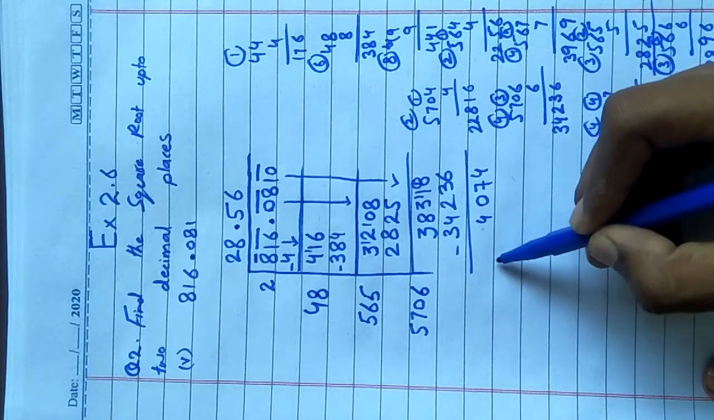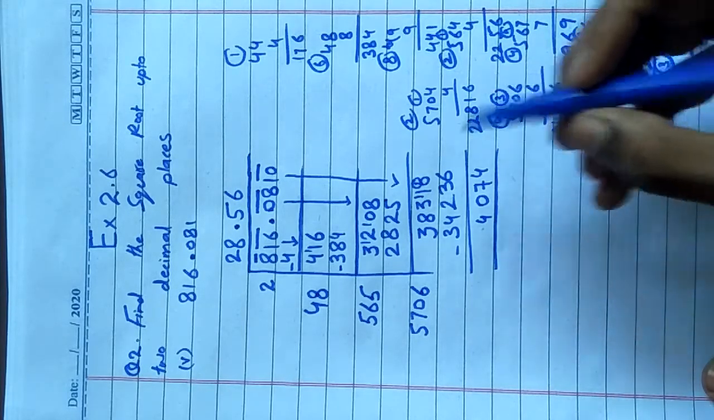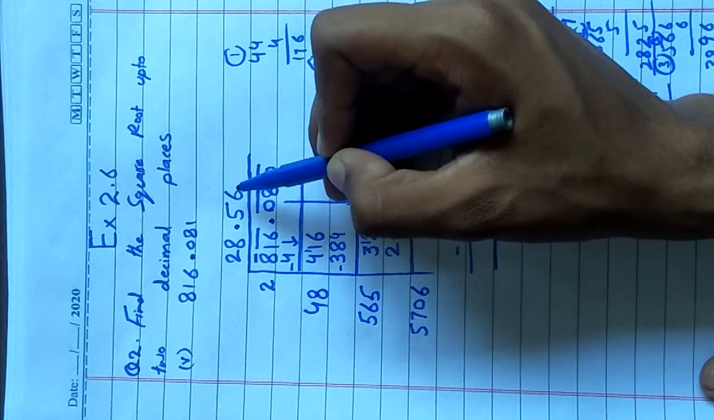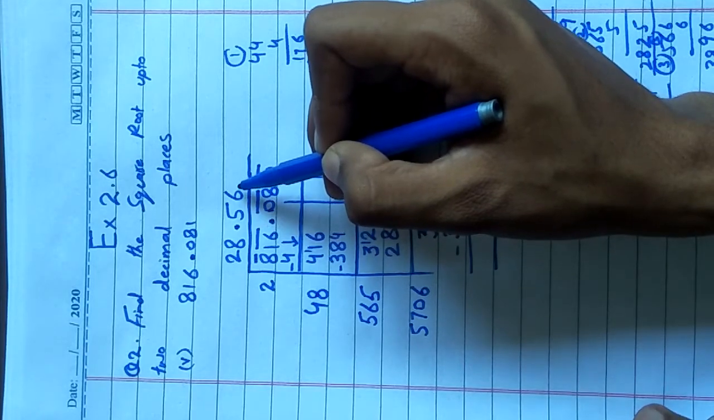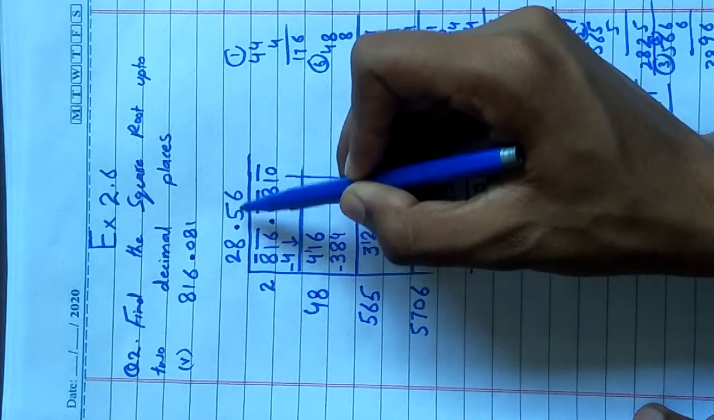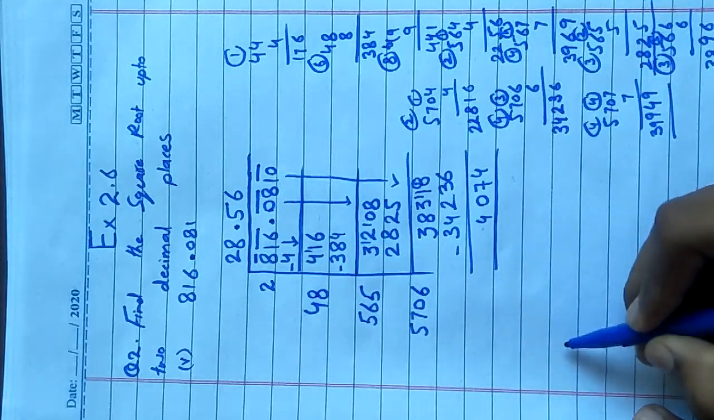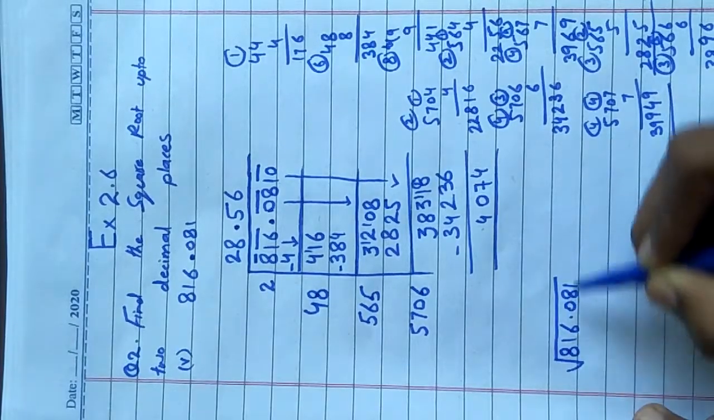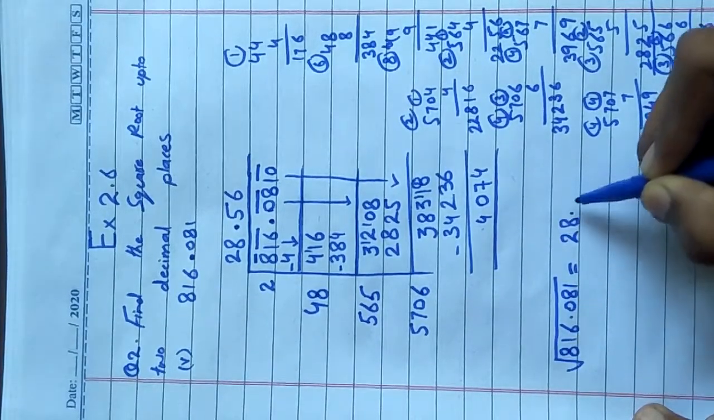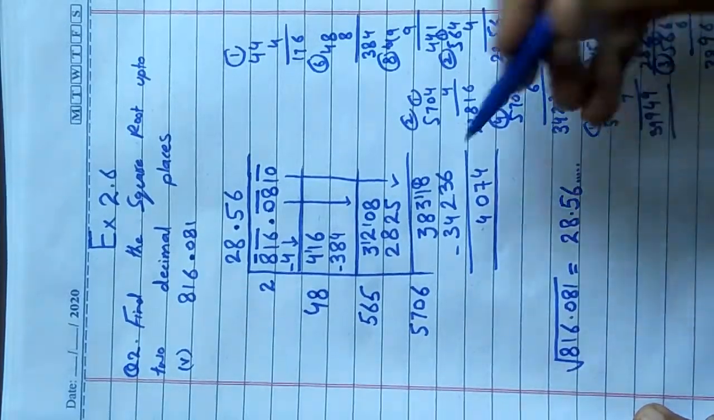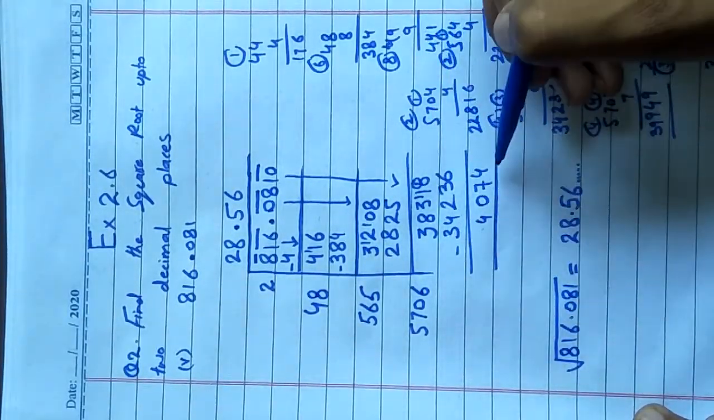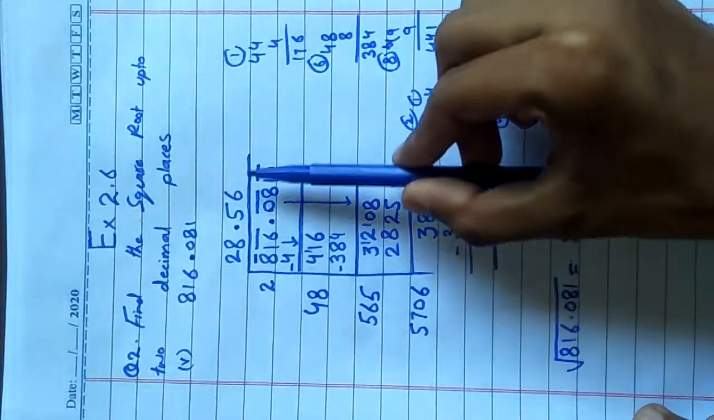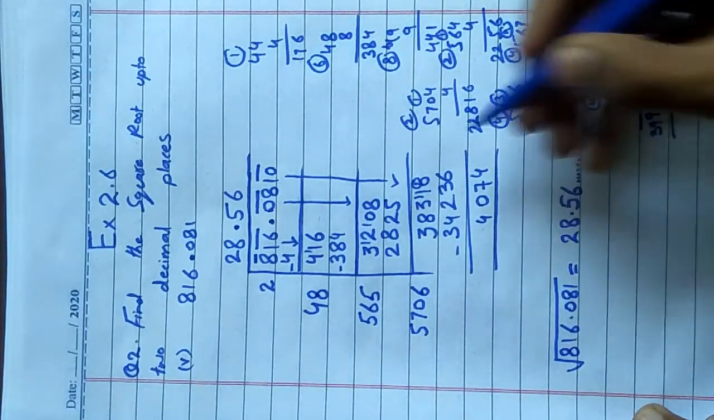Okay, so our square root is complete because we are finding the answer only up to 2 decimal places. So this is our final answer because we have found the answer up to 2 decimal places. So how to write the answer? The square root of 816081 is 28.56 and so on. So on means this question also continues, but we have found the answer up to 2 decimals, so that's why we have written the answer at this place.